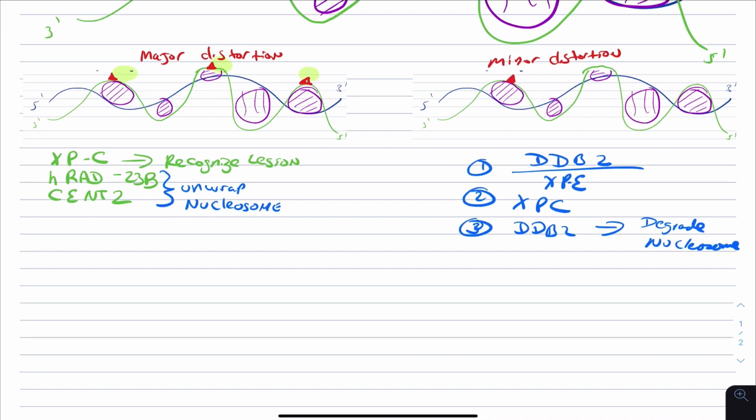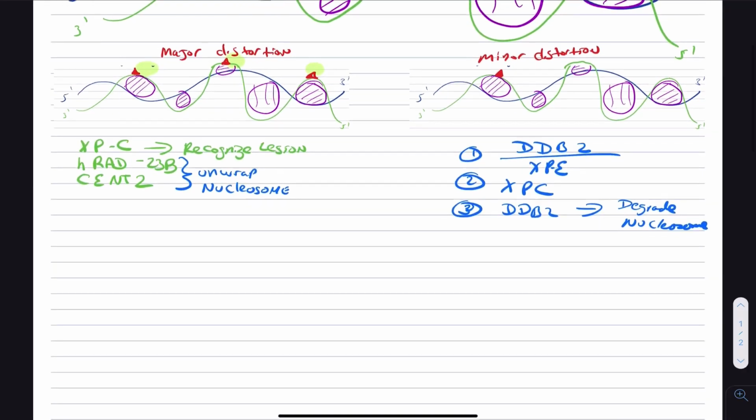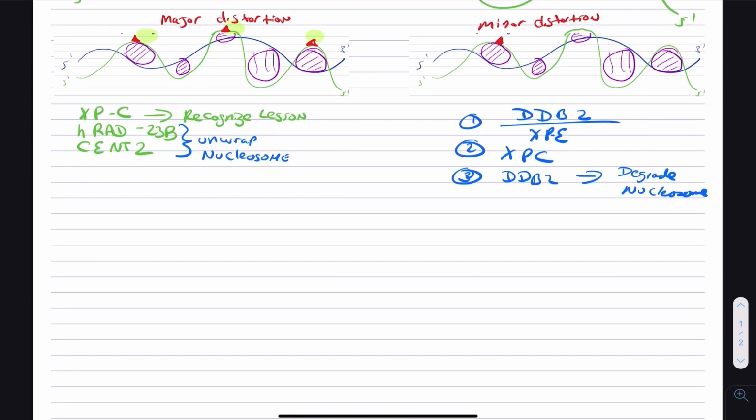For the minor distortion, you just have XPC and DDB2 that end up recognizing and then liberating the DNA from the histone protein. So this is the first step in nucleotide excision repair. This is what happens. Now we'll move on to the second step.